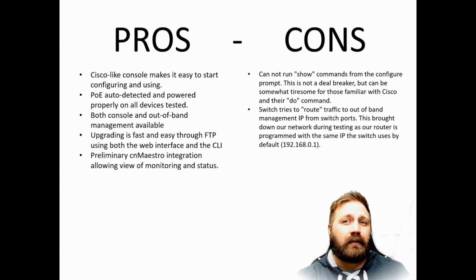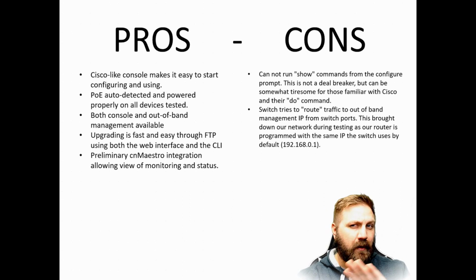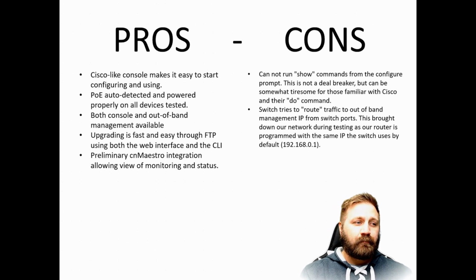This con is kind of a big issue for us because I'm sensitive about this. I'm not going to name names, but somebody plugged this into a live network and it took the network down because the default IP is 192.168.0.1. And it tries to route traffic to the out-of-band management IP from switch ports. So Cambium, maybe change the default IP or fix this.